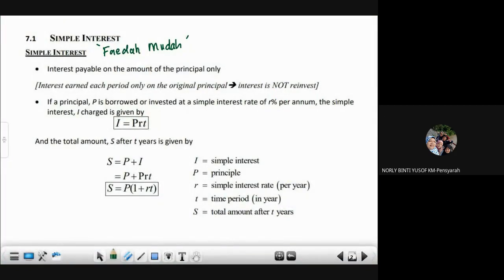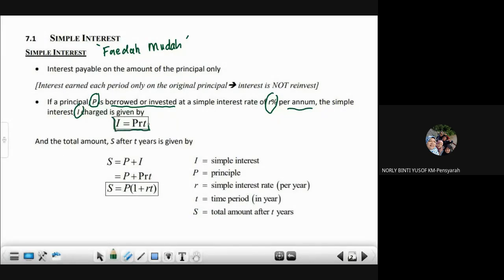Okay, so interest earned each period only on the original principal is interest, dia adalah is not reinvest. Maksudnya dia tak akan reinvest balik lah. Each period only on the original principal. Okay, and then if a principal P, that means principal U, is borrowed or invested, maksudnya sama ada pinjam ataupun buat pelaburan, at simple interest R percent per annum, the simple interest I charge is given by the formula.